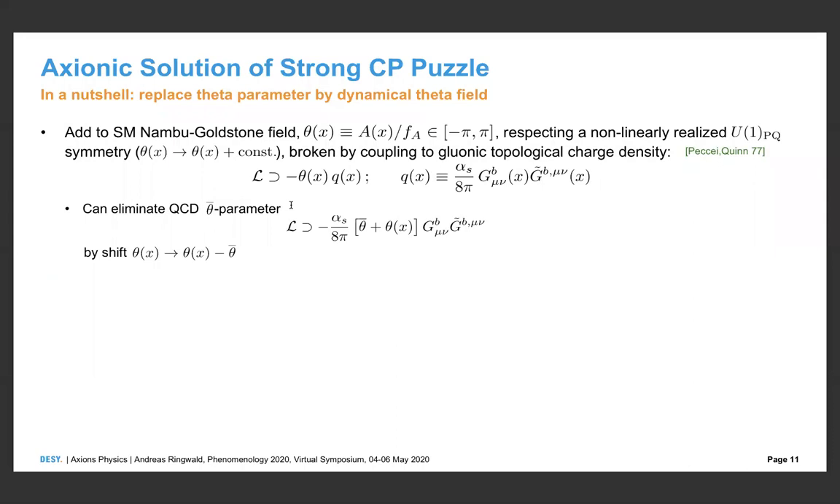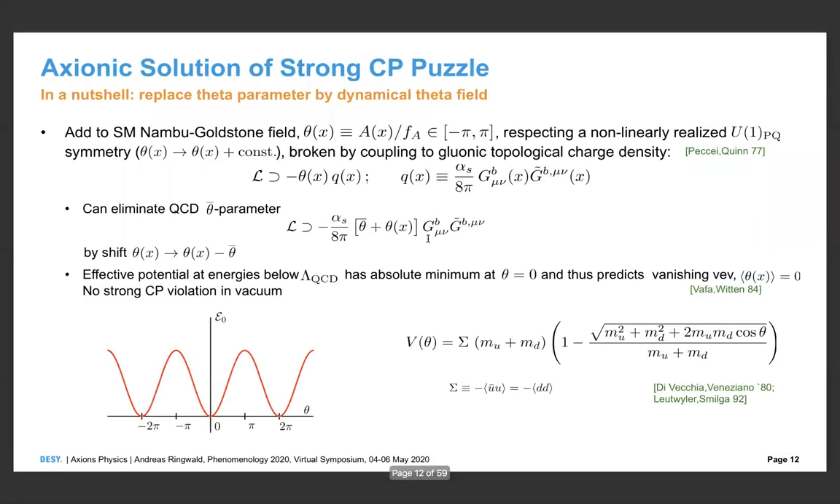Then clearly one can eliminate the QCD theta parameter by a shift, and QCD itself solves the strong CP problem, because the effective potential at energies much below lambda QCD has an absolute minimum at theta equal to 0, and thus predicts a vanishing VEV for this field, which was clearly shown by Vafa and Witten.